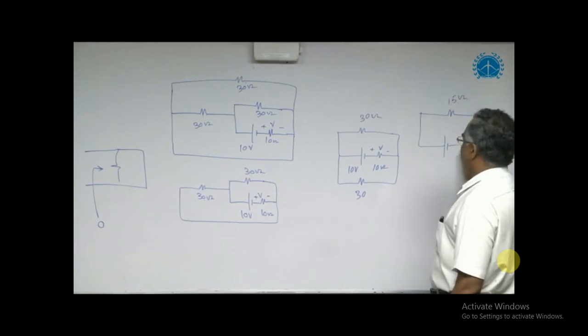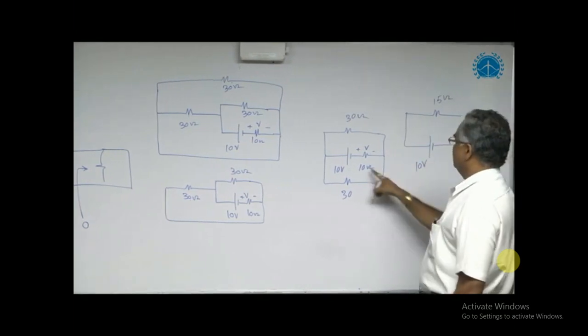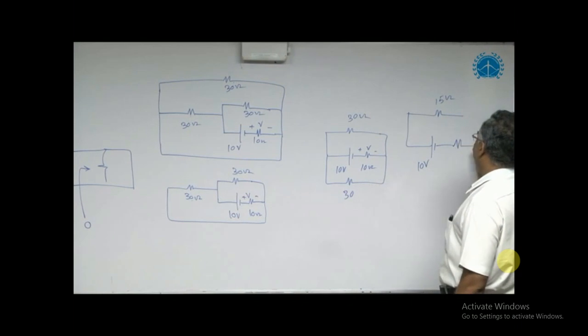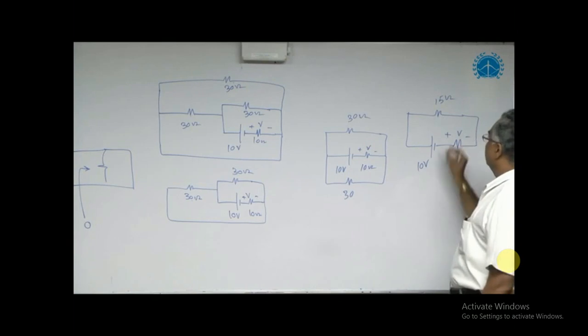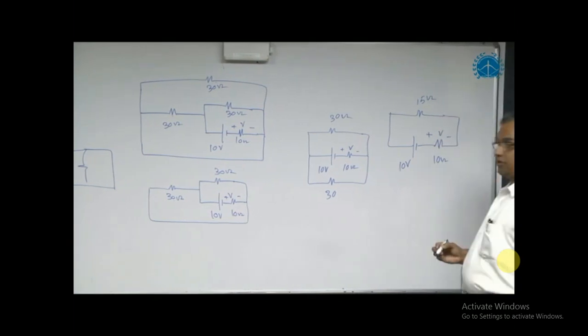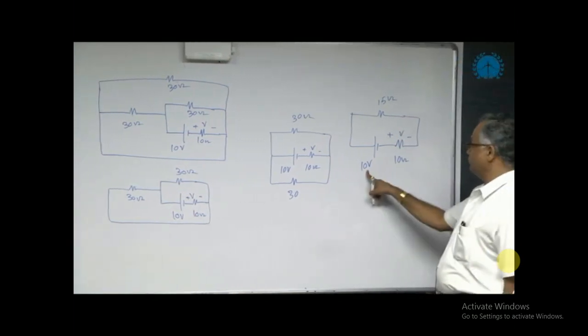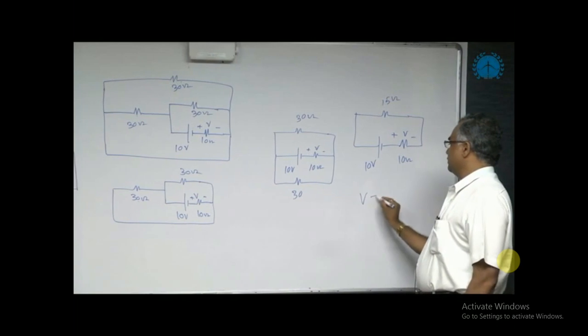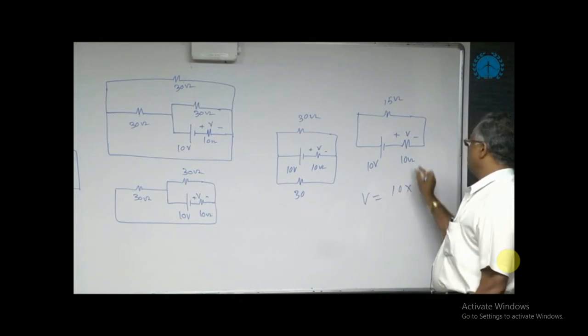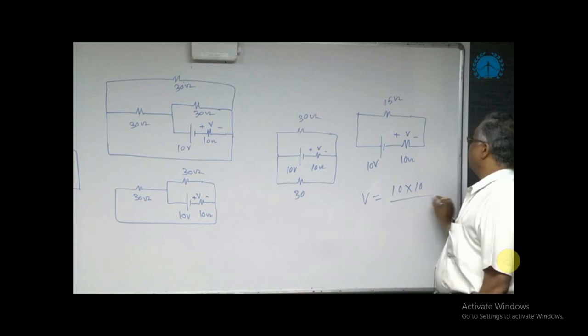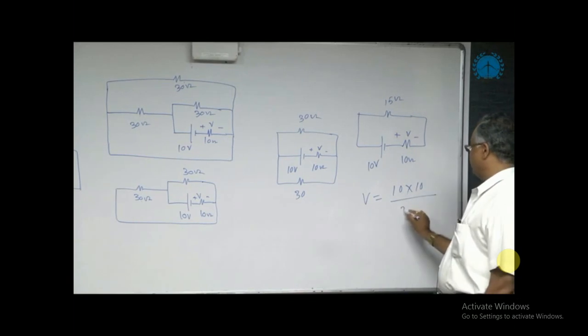Then this is 10 volts, this is 10 ohm, voltage V. Then this 15 ohm and 10 ohm are connected in series across 10 volts. So V is equal to, using the voltage division formula, 10 into 10 divided by 10 plus 15, that is 25.